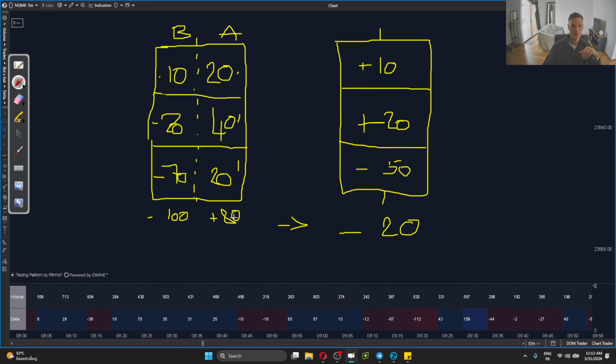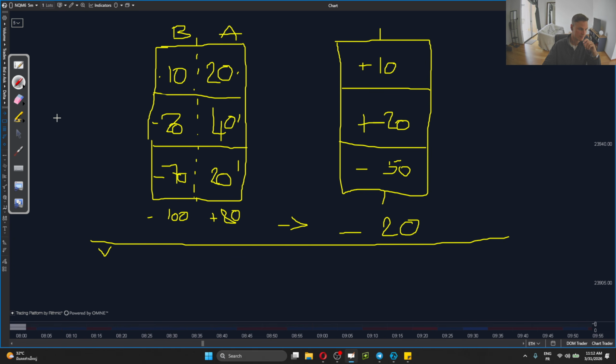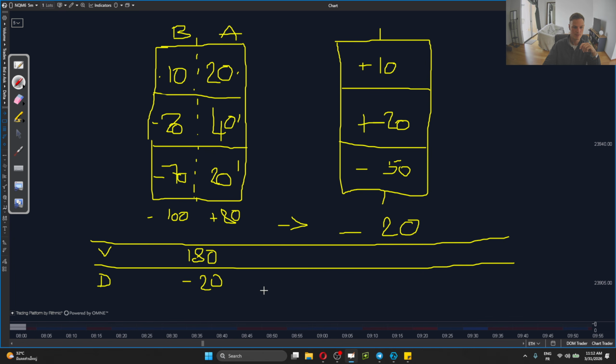And this would be 100 plus 80, 180, okay? So if you had here the clusters with the volume, the same way we have it down here, this is what these candles would look like. You would have your volume and your delta. And this candle would be volume 180 and the delta minus 20. This is what these candles would be telling you, right? Total volume 180, delta minus 20, okay? That's it. That's delta in a nutshell, okay?